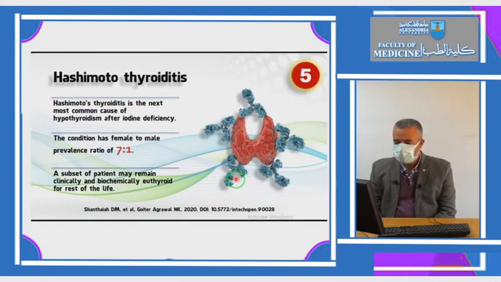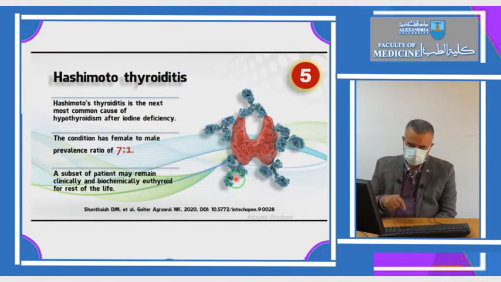Number 5, which is also a very important cause of goiter, is Hashimoto thyroiditis. Actually, Hashimoto thyroiditis is the next most common cause of hypothyroidism after iodine deficiency. It affects females 7 times more likely compared to males, although there is a subset of patients who may remain clinically and biochemically euthyroid for the remainder of their life.